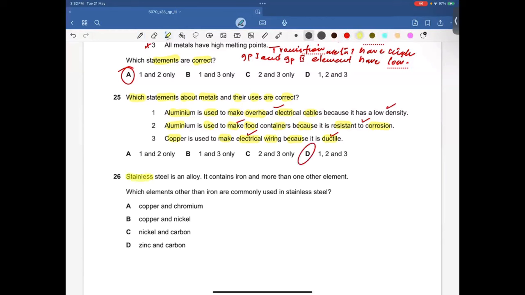Question number 26. Stainless steel is an alloy. It contains iron and more than one other element. Which elements other than iron are commonly used in stainless steel? I've told you in the class that you should remember the composition of different alloys, and I've given the list of certain alloys in which stainless steel was there as well. Stainless steel is a mixture of iron, carbon, and nickel. The symbol of nickel is Ni. So nickel and carbon along with iron. C is going to be the right answer.